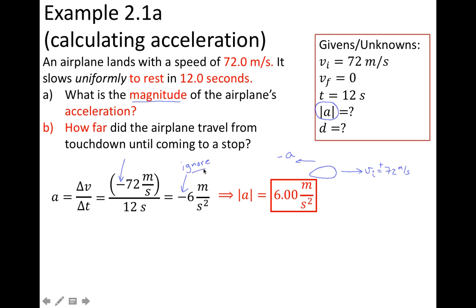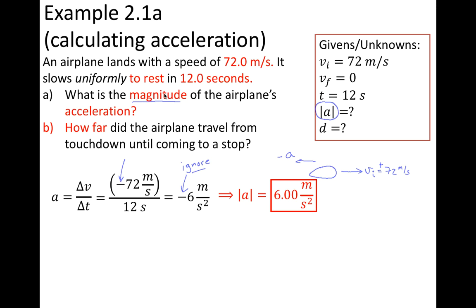The magnitude is 6. And when I expressed my answer here, notice that I expressed it with 3 sig figs. I did that for the reason that all of the information that was given to us, all the numbers, also were given with 3 sig figs.